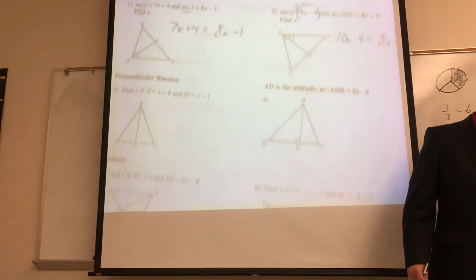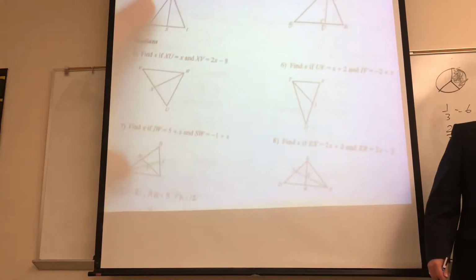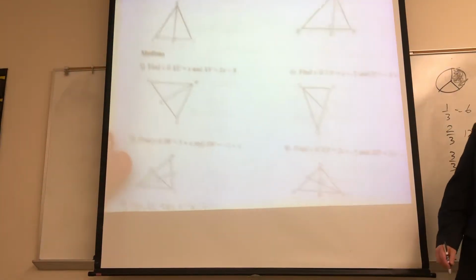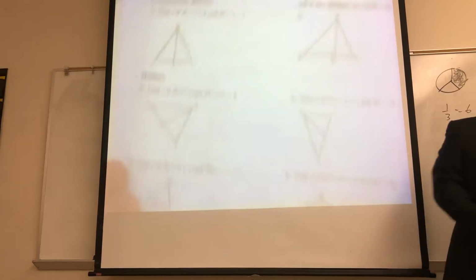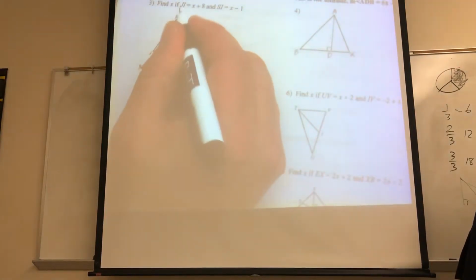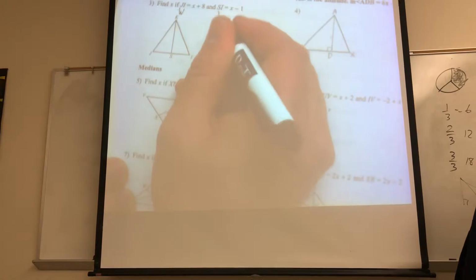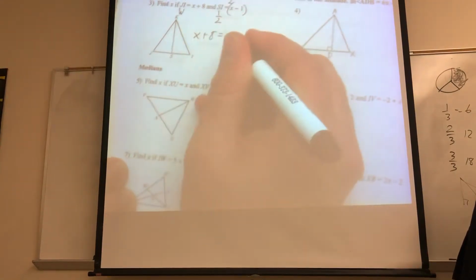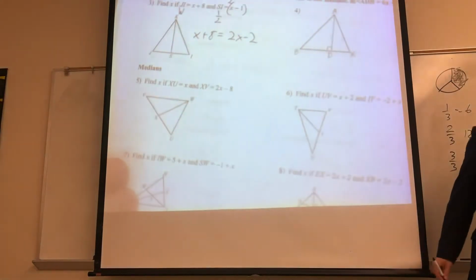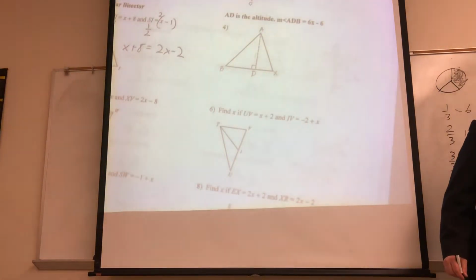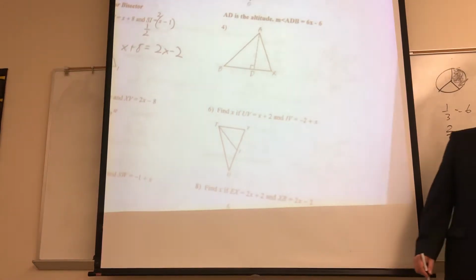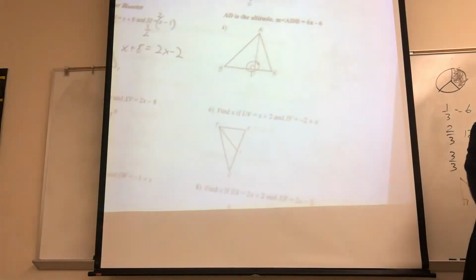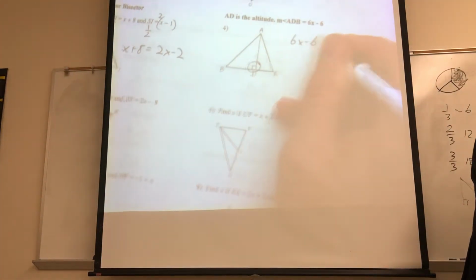All right? The perpendicular bisector here on this one means that the two sides are going to be the same. But again, you have to pay attention. This one's got JI, which JI is the whole thing, and it's got SI, which is 1/2. I'm going to have to double the half. So x plus 8 is equal to 2x minus 2. On number 4, it's the altitude, and it says the measure of ADB. We know about the altitude. It comes to a 90-degree angle, so this is just 6x minus 6 is equal to 90.